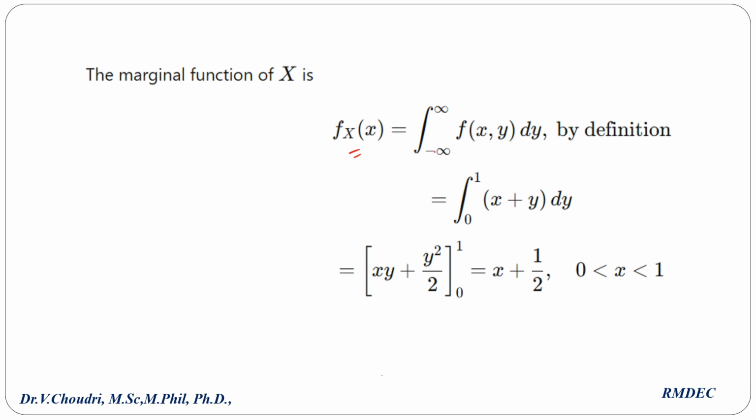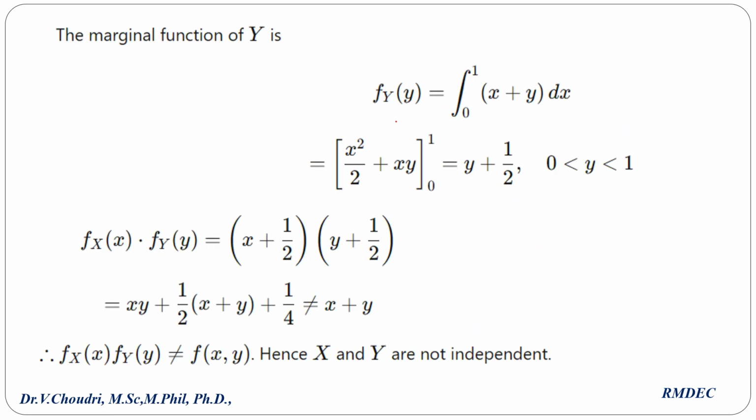Now the marginal function of x. What is f of x? What is the formula? Integral of f of x comma y dy, with limit 0 to 1. F of x comma y is x plus y. So with respect to y, x is a constant. Integral of x dy equals x y, plus integral of y dy, whose value is y square by 2, limit 0 to 1. Replacing y by 0 and 1, x into 1 minus 0, plus 1 by 2 into 1 minus 0. So f of x is x plus 1 by 2. Similarly, we can easily find f of y, which is y plus 1 by 2, since the x limits and y limits are both the same.